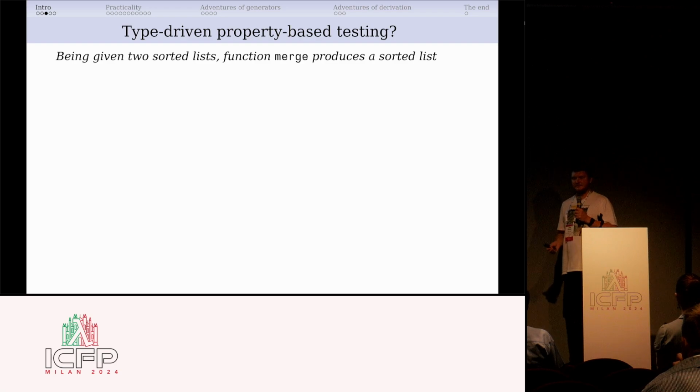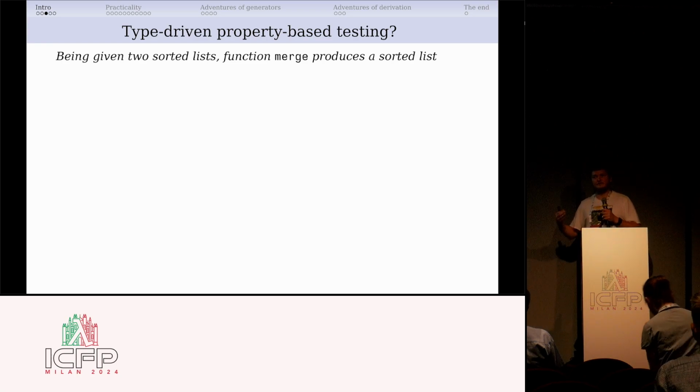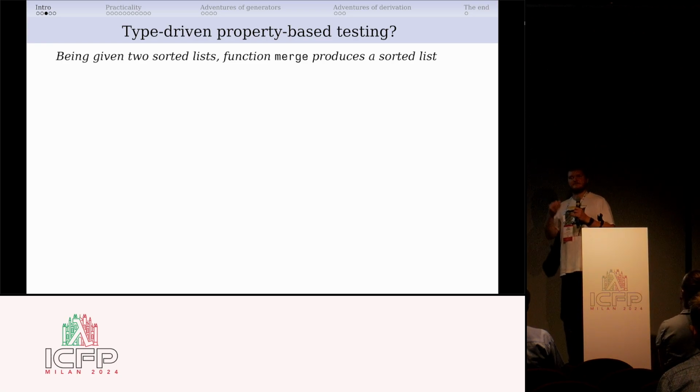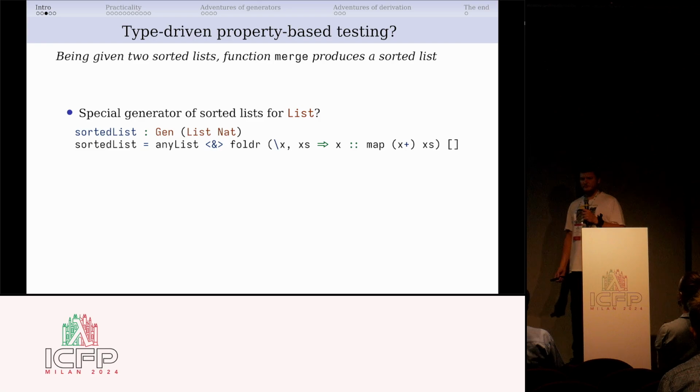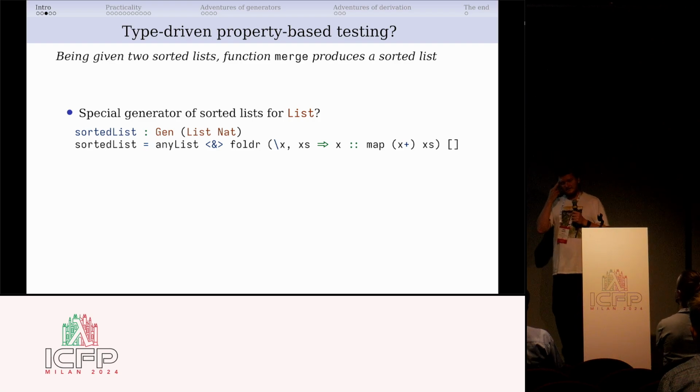As a simple example, probably not the most representative one, but a really simple one: imagine a function that merges two sorted lists into a sorted list. We want to test that, given two sorted lists, it indeed produces a sorted one. How can we property-based test it? We need some generators of sorted lists. Surely we can write this generator by hand for an ordinary list type.